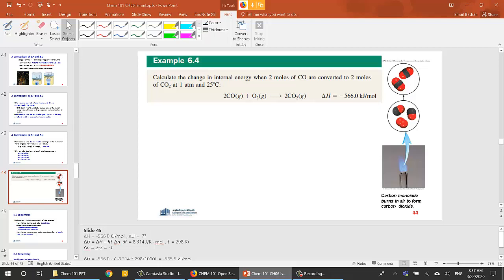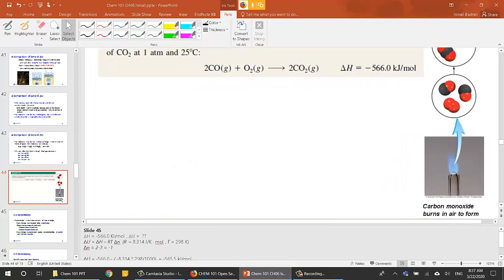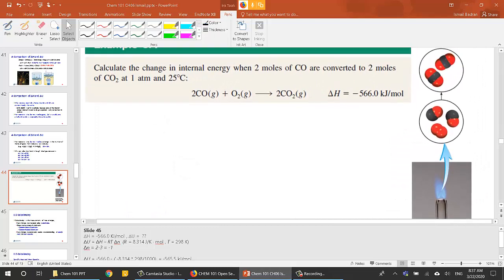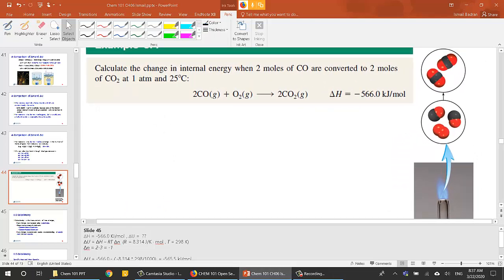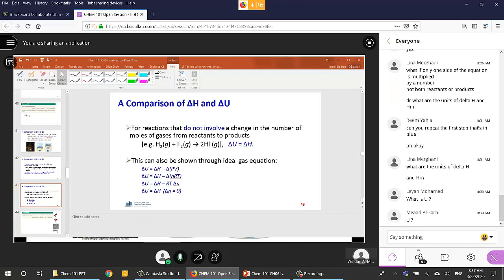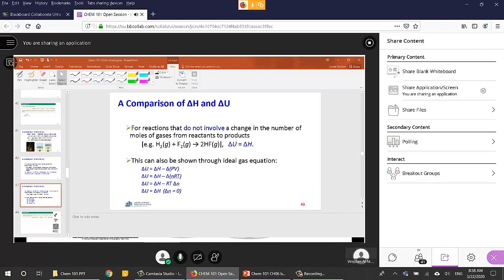So in this case, we apply our equation. Just maybe keep this PowerPoint open in your computer so we can see it. 2CO plus O2 gives 2CO2 gas, and you are provided with delta H. So let's open our whiteboard here and solve the question.